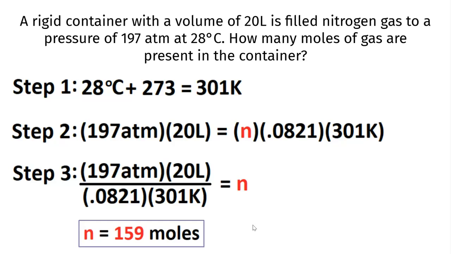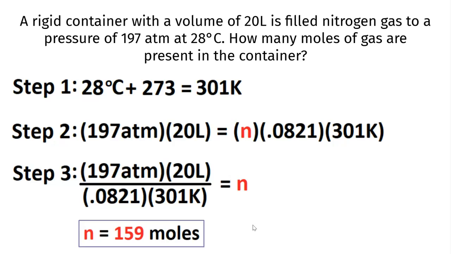R is always going to be 0.0821, it's a constant. And T has to be in Kelvin. 28 degrees Celsius is not in Kelvin, so we have to change it. So step 1 is going to be to add 273 to our 28 degrees Celsius, which gives us 301 Kelvin. Now that everything is in the correct units, we're going to plug it into our formula. So P equals 197 times V, which is 20, equals N, or X, whichever you're more comfortable with, times R, which is 0.0821, times T, which is 301.